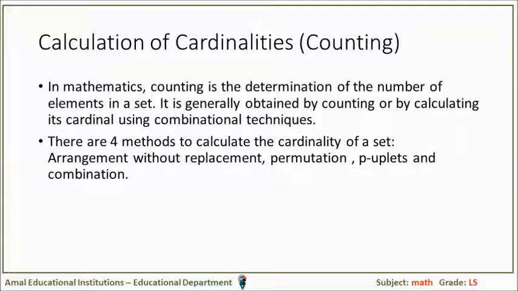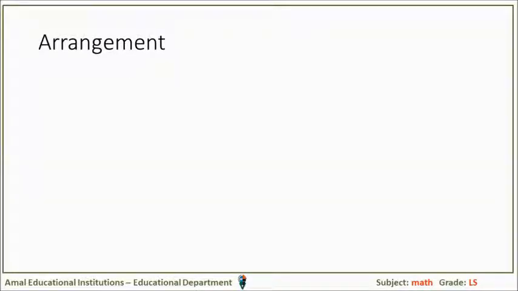There are four methods that we can use to calculate the cardinality of a set. First, arrangement without replacement. Second, permutation. Third, P-uplets, and last, combination. Now we will start with arrangement.